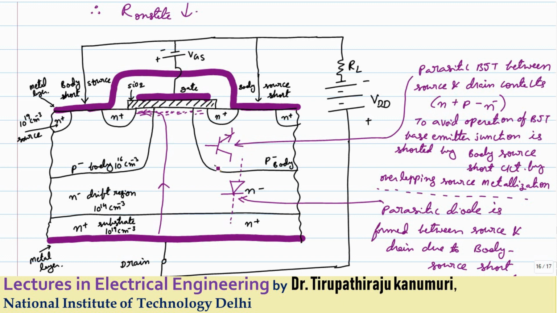Because of the flow through the minority carriers, what happens? The switch on and switch off time will be more, because it will take more time to remove the carriers from the junctions. So that is the disadvantage. So I want that it should not act as a BJT.